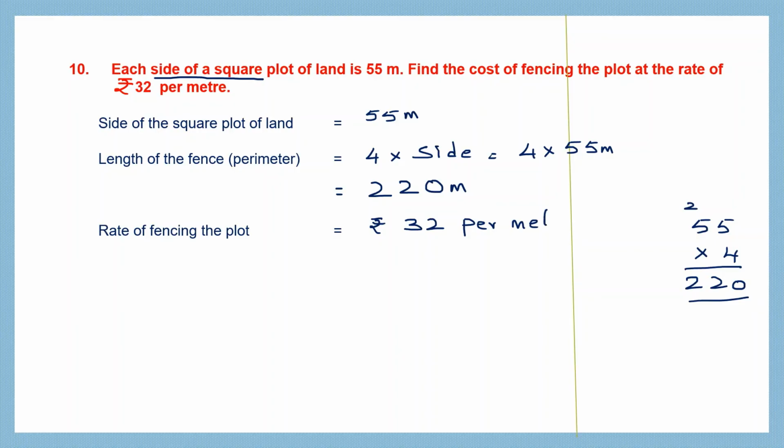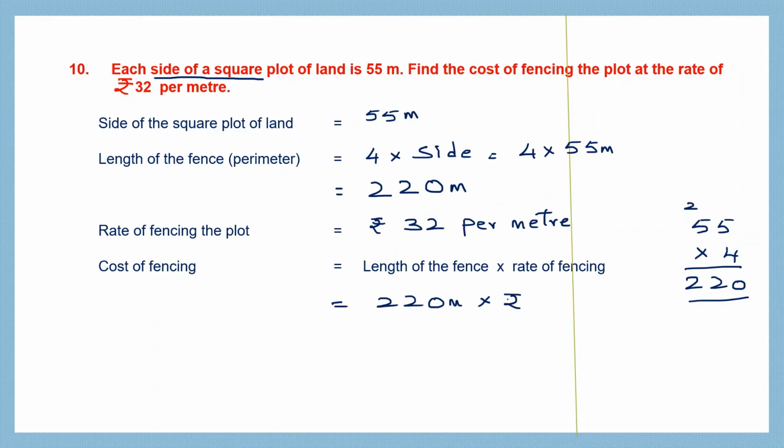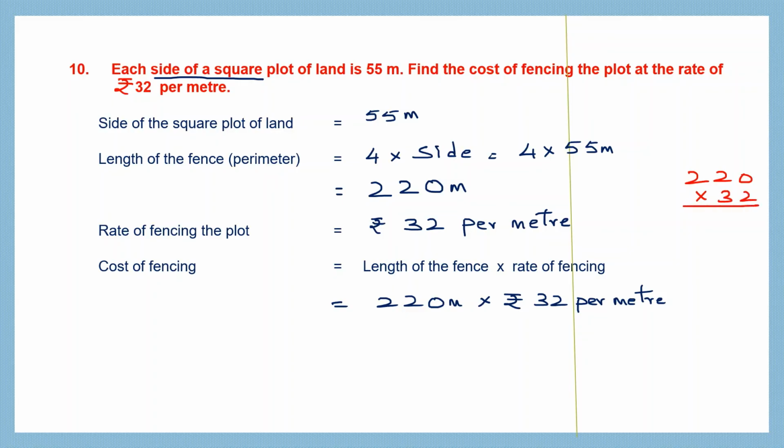So now we have the length of the fence, we have the rate of fencing the plot, we can find the cost of fencing, which is length of the fence into rate of fencing. So length of the fence is 220 meters. The rate of fencing is rupees 32 per meter. So we need to multiply these two to get our answer. So 220 into 32. So 2 zeros are 0, 2 twos are 4, 2 twos are 4. So again we start with a 0. 3 zeros are 0, 3 twos are 6, 3 twos are 6. Plus, now we have 0, 4, 4 plus 6 is 10, carry 1, 7.